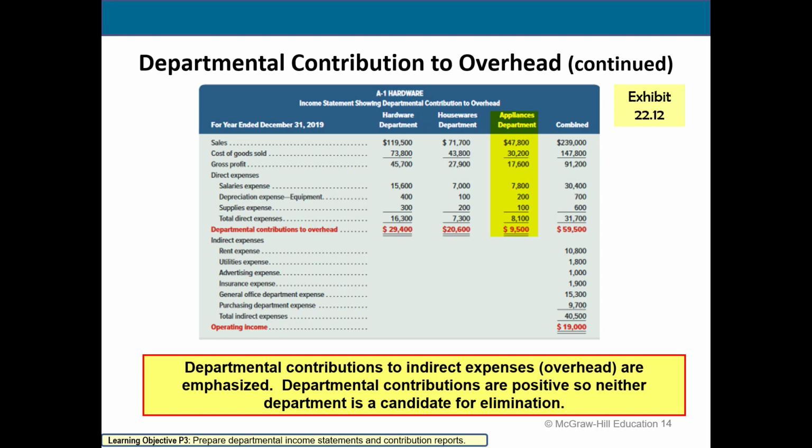So their revenue minus cost of goods sold, and then minus the direct expenses only. So if this department were eliminated, the company would be worse off because the appliance department actually contributes $9,500 to the indirect expenses.